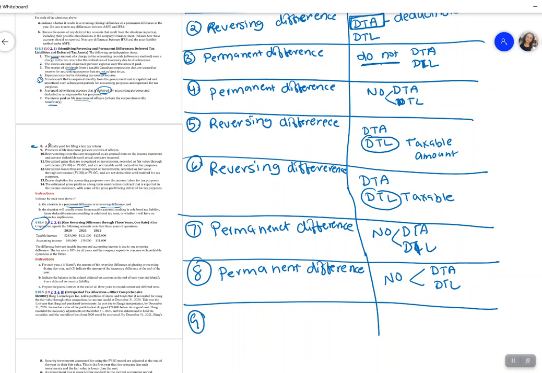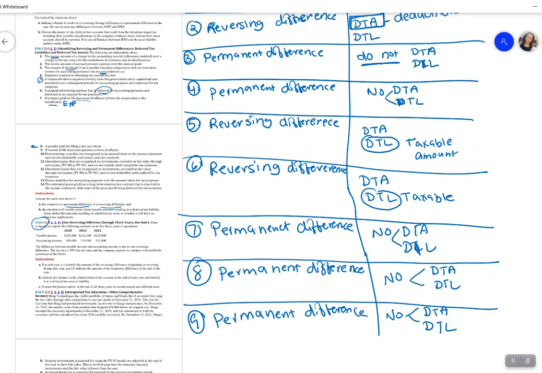Number 9, again, same thing. So 7 and 9 are connected. In this case, a premium: the expense we paid to the insurance company is not a deductible expense. Now they're saying proceeds. Any money we receive from the insurance company, we do not pay any taxes on it. So it becomes a permanent difference, and there is no deferred tax asset or deferred tax liability.